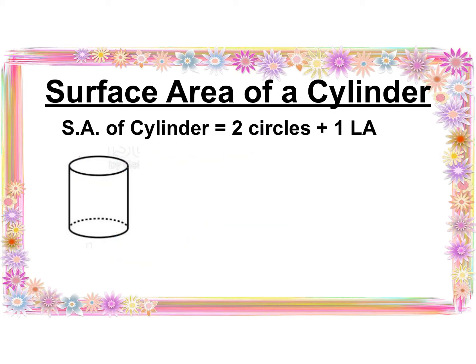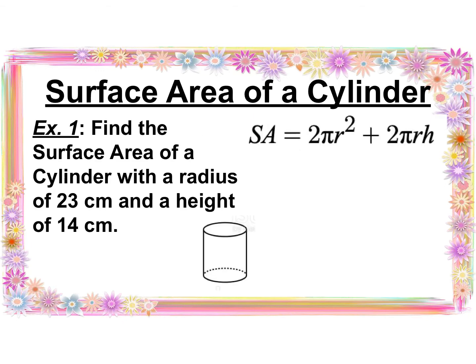So thinking about that, we have 2 circles plus 1 LA. And what I did with LA is the lateral area. Lateral means side, so it's the side all the way around. And that looks like this: 2 circles, 2 pi r squared, and then my circumference, which is 2 pi r, times the height. So let's see how that's going to work in a problem.